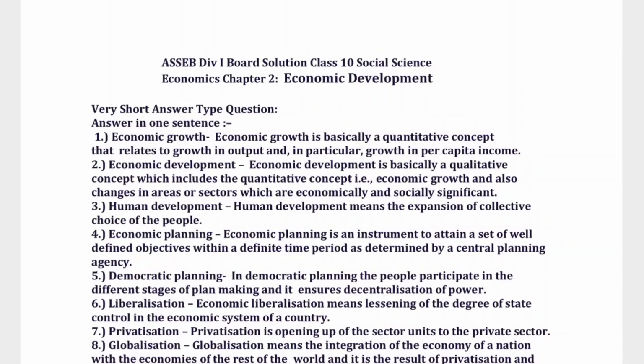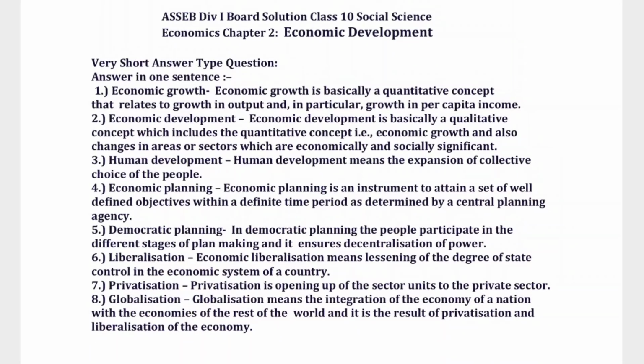Firstly, very short answer type questions. Answer in one sentence. First, economic growth. Answer: economic growth is basically a quantitative concept that relates to growth in output and in particular growth in per capita income.